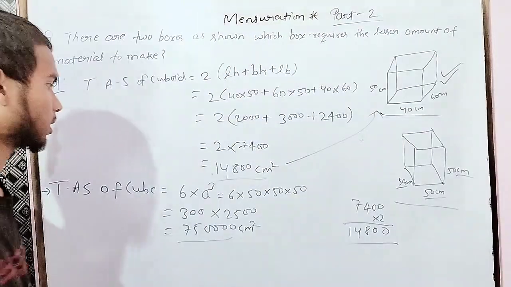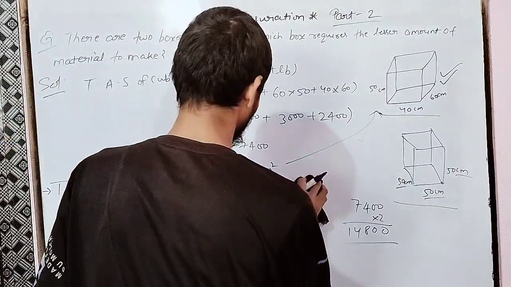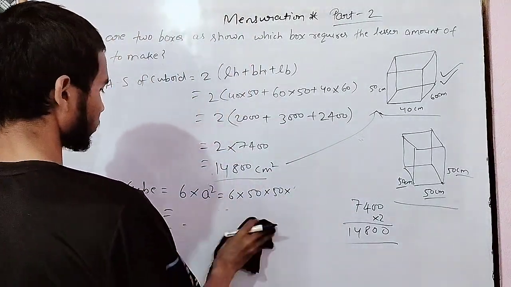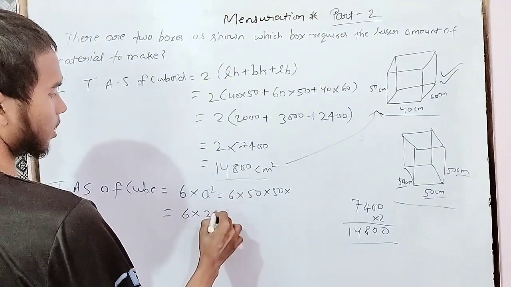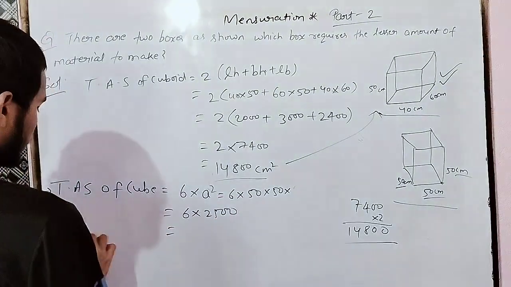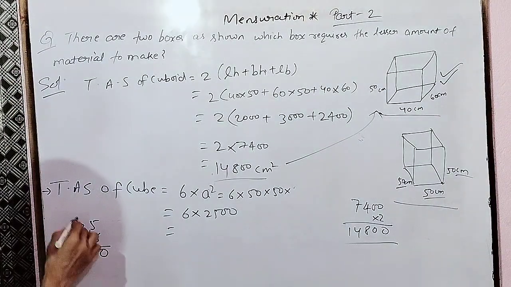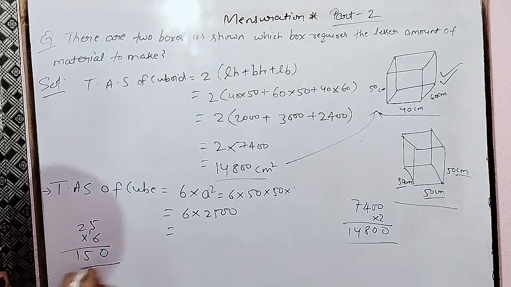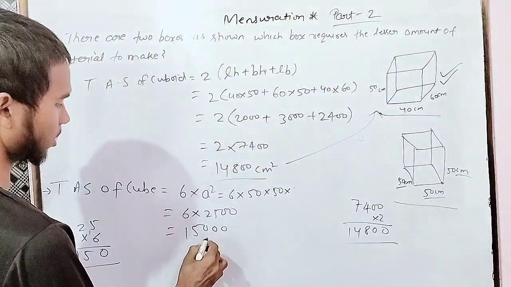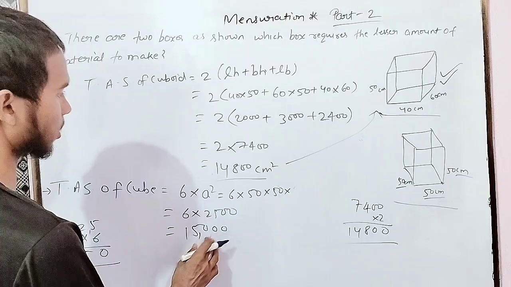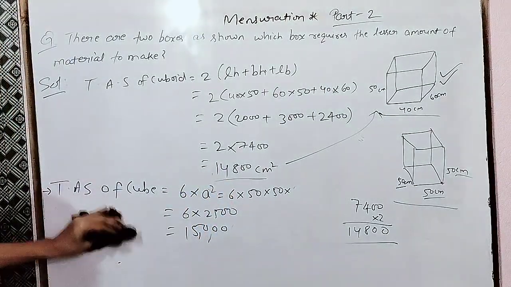One second. Here, this is not a cube, this is a square. 6 multiplied by 5 times 5 is 25, and 6 5s are 30, 3 6s are 18. So how much? 15,000. So still this will take lesser amount.